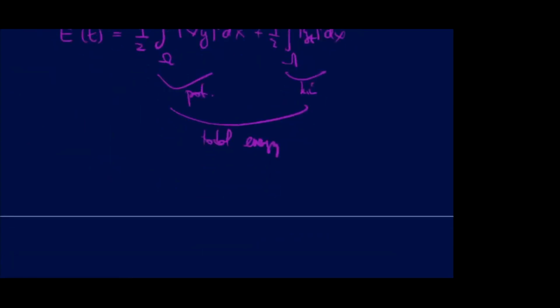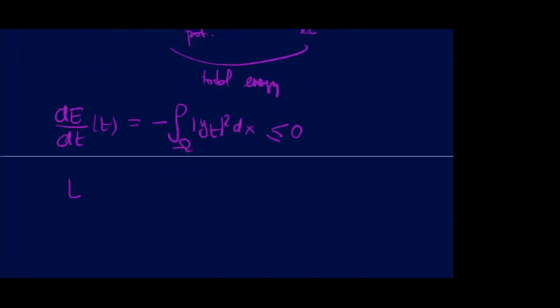And then when you compute the time derivative of E, what you get is minus the integral over Omega of y_t squared. So clearly, this is negative, and then E(t) decreases as time increases. So this is a dissipative system, and the fact that it's a dissipative system is simply observed in the fact that the energy is going down.